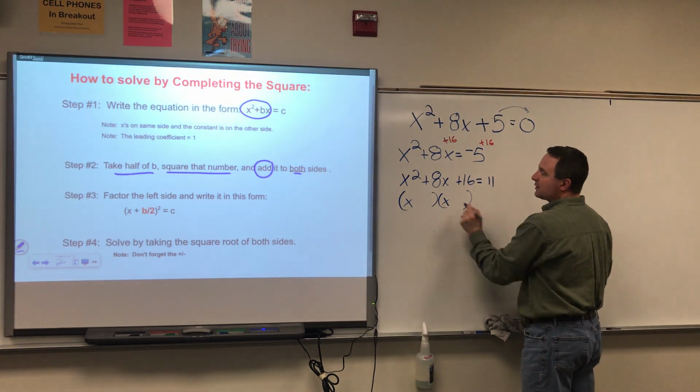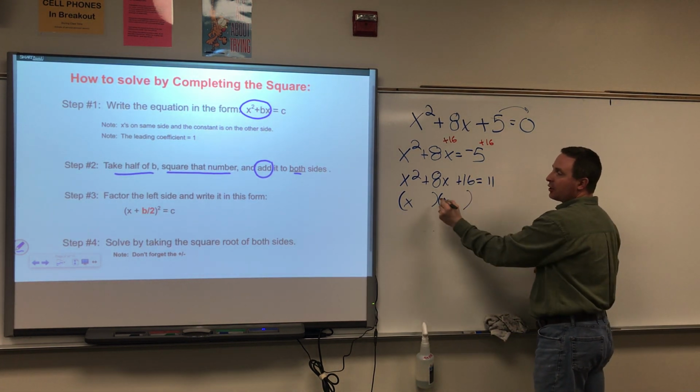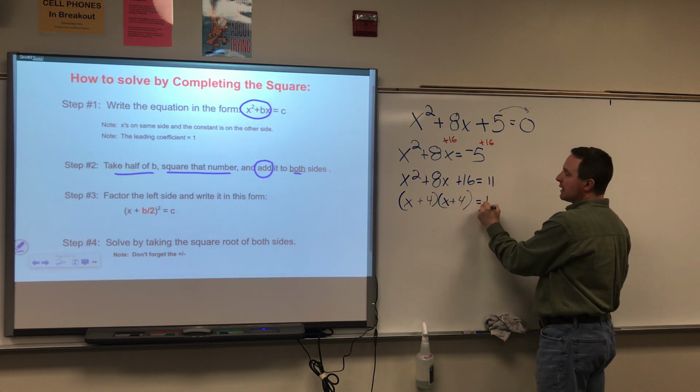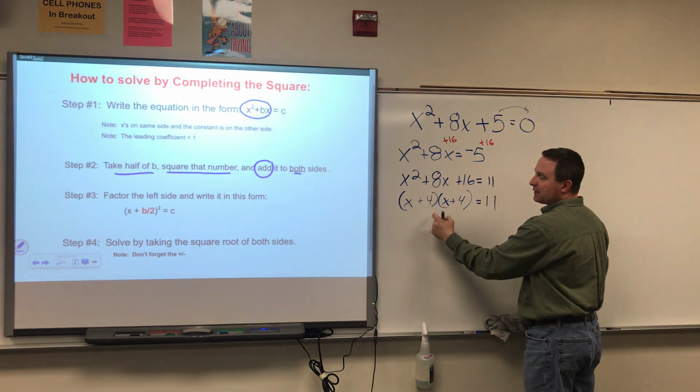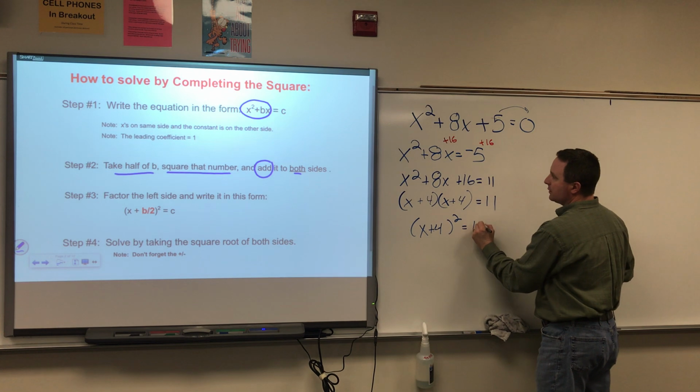I get x and x. The factors of 16 that give me 8 are going to be 4 and 4. Plus 4 and plus 4 equals 11. And since they're both the same thing, I can write that as x plus 4 squared equals 11.